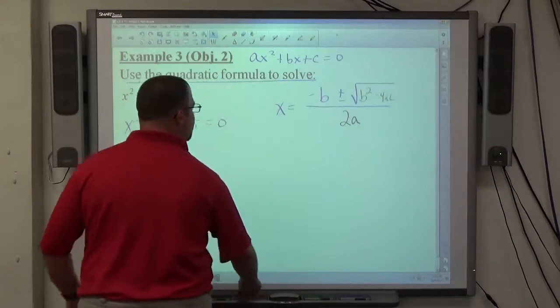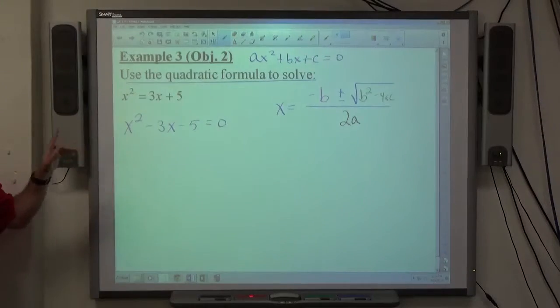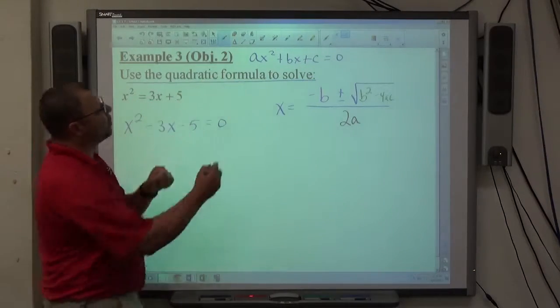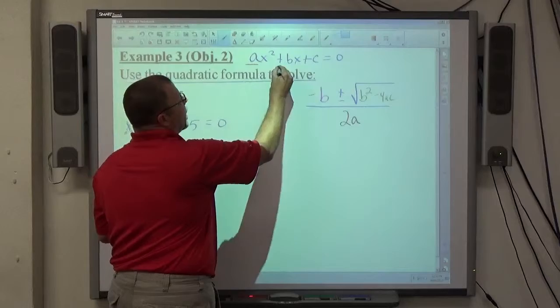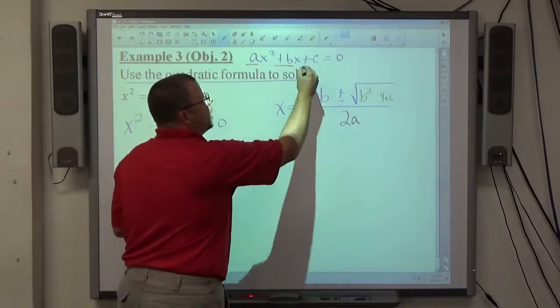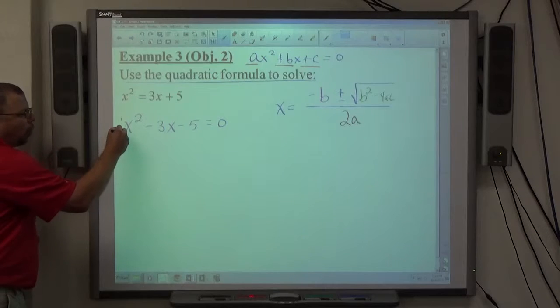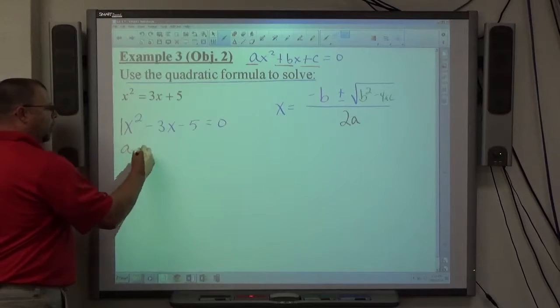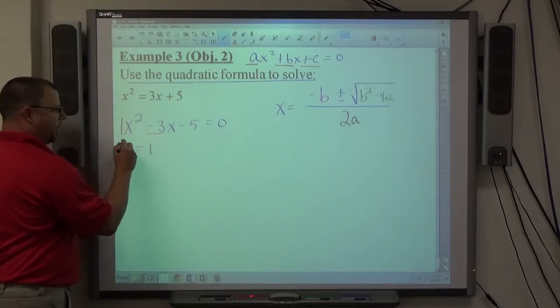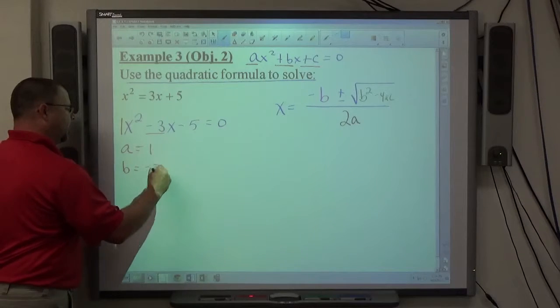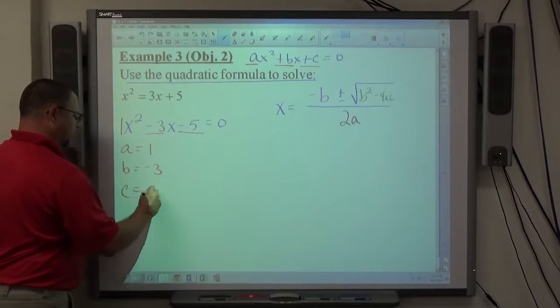Now, if we consider the problem that we have here, considering this structure, what's in front of x squared is a, what's in front of x is b, and the constant is c. So, this is 1x squared, so a is equal to 1. This is negative 3, so b is equal to negative 3. And that's negative 5, so c is equal to negative 5.